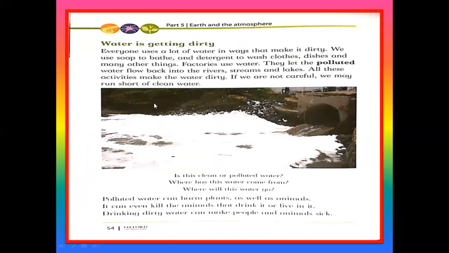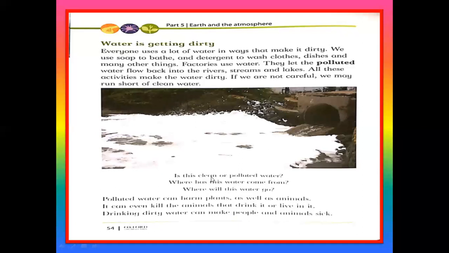First, I will read, then explain this page. Everyone uses a lot of water in ways that make it dirty. We use soap to bath and detergent to wash clothes, dishes, and many other things. Factories use water. They let the polluted water flow back into the rivers, streams, and lakes. All these activities make the water dirty. If we are not careful, we may run short of clean water.